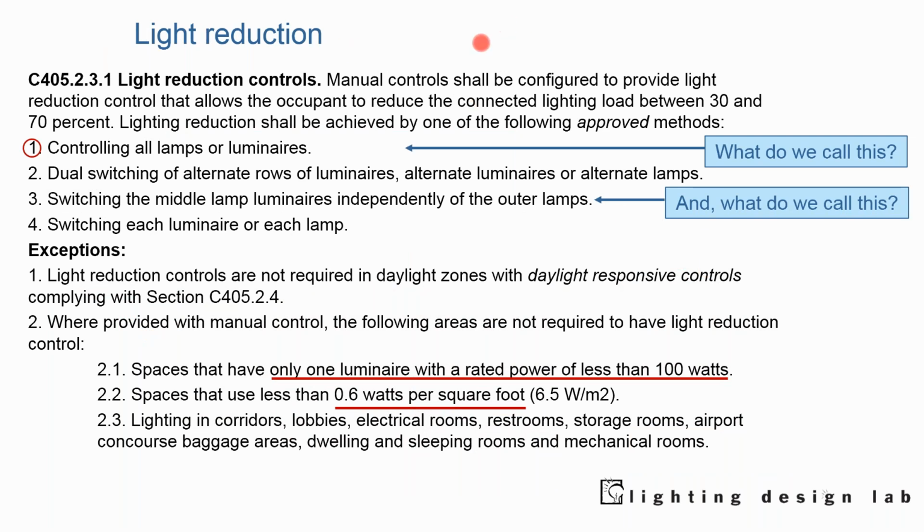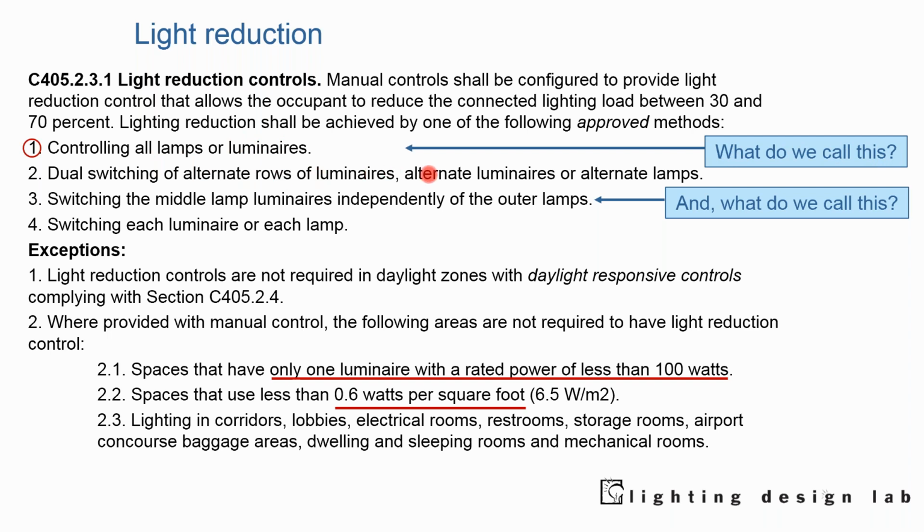Light reduction. Light reduction controls, manual controls, shall be configured to provide light reduction control that allows the occupants to reduce the connected lighting load between 30 and 70%. And it shall be achieved by one of the following approved methods. So we can either control all lamps or luminaires. And what do we call this? Normally we'd see a show of hands, and this is in fact dimming.